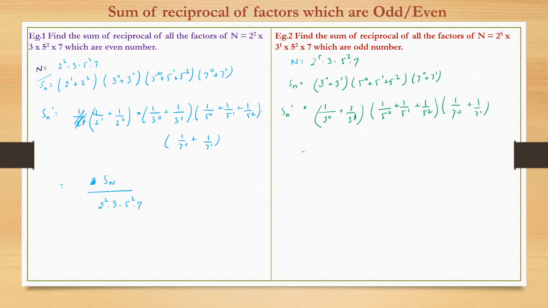I think we have understood the concept. So now if we take the LCM and convert it into a fraction, we again get the same thing. In the numerator we get Sn, and in the denominator we get 3 raised to power 1 into 5 raised to power 2 into 7 raised to power 1. So this is our answer.